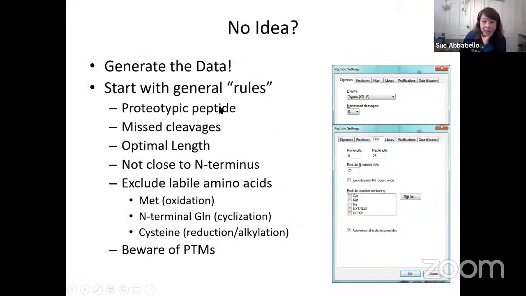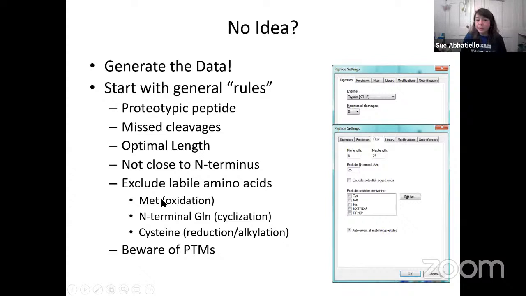If you have no idea where to start, you can do in silico digestion and generate in silico versions of the targets that you would be looking at. So you start with the general rules, and these are some settings in Skyline that you can set up for doing digestion and looking at numbers of miscleavages, what the optimal peptide length is, and making sure it's not close to the end terminus of the protein because you might have exoproteases that are going in and chomping up your protein.